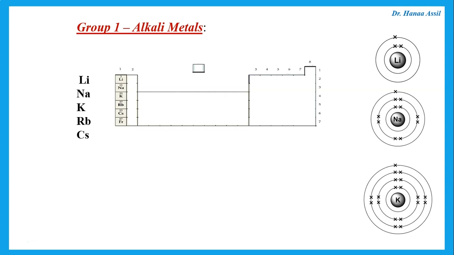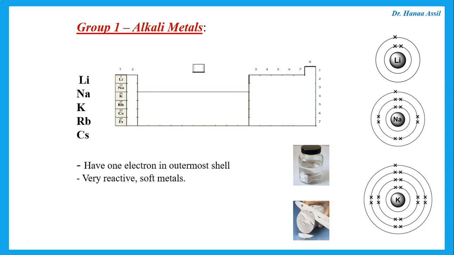They all have 1 electron in their outermost shell. So they are very reactive and they are soft metals, so they have to be stored under oil. Why are they stored under oil? That's because they're very reactive, to prevent them from reacting with oxygen and water vapor in the air. They are very soft, so most of them can actually be cut with a knife.